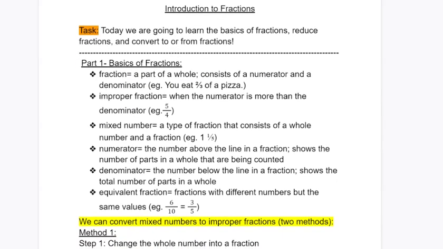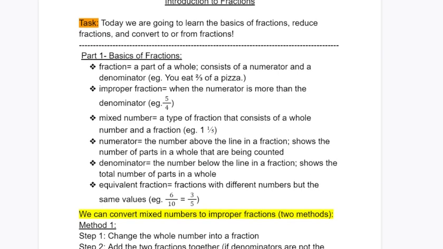An improper fraction is when the numerator is more than the denominator. So for example, 5/4. As we can see, the top number, or the numerator, is 5, and 5 is greater than 4, which is the denominator. So therefore that is an improper fraction. Next is a mixed number, and that's a type of fraction that consists of a whole number and a fraction. So in the example 1 and 1/5, the first one is a whole number, and the fraction part is 1/5, where 1 is the numerator and 5 is the denominator.